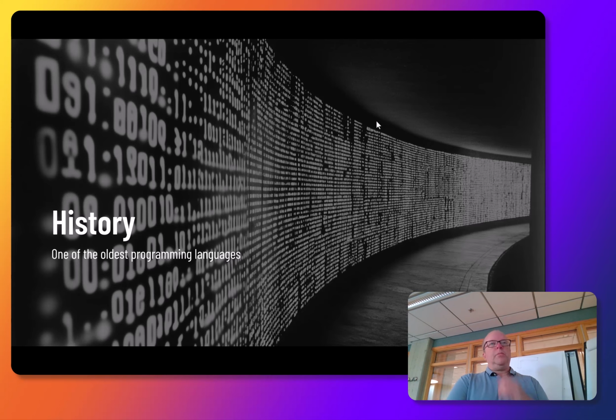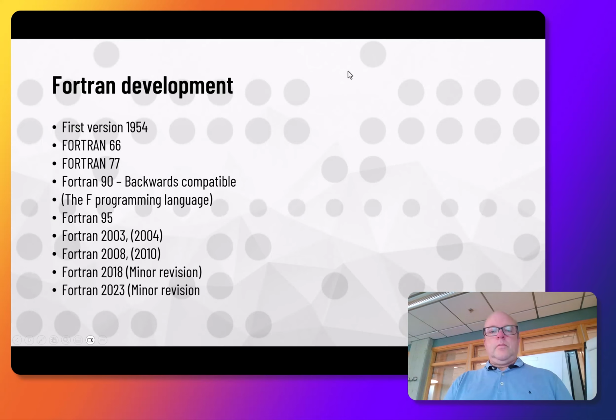So a bit about history. The first version was introduced in 1954. I think it was called Fortran 0, Fortran 1. We had a standard Fortran 66. We had Fortran 77. And those were released approximately at this time as well. And a major change was done in Fortran 90. Fortran 90 did a major revision of the language.